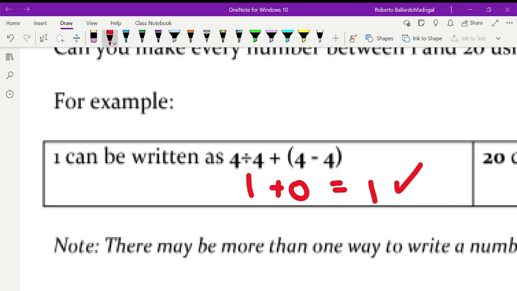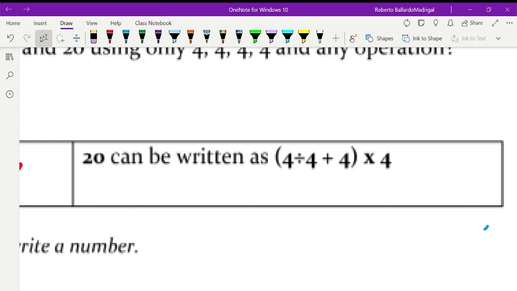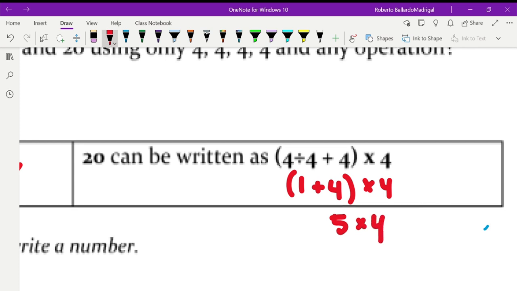Okay. What about 20? Same thing. A combination of four 4s and any operations to give you 20. 4 divided by 4 is 1. 1 plus 4 is 5. 5 times 4 is 20. That checks out. All right.